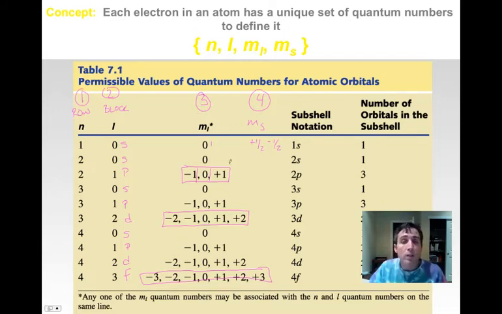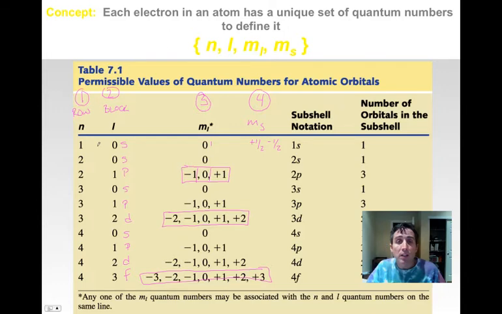You are not going to be asked to write quantum numbers. You're going to be asked to identify a possible set of quantum numbers. You're going to be asked to identify if a set of quantum numbers is possible. If you were given a set of quantum numbers and your first number is a 0, is that possible? No, we don't have a row with a 0 in it.